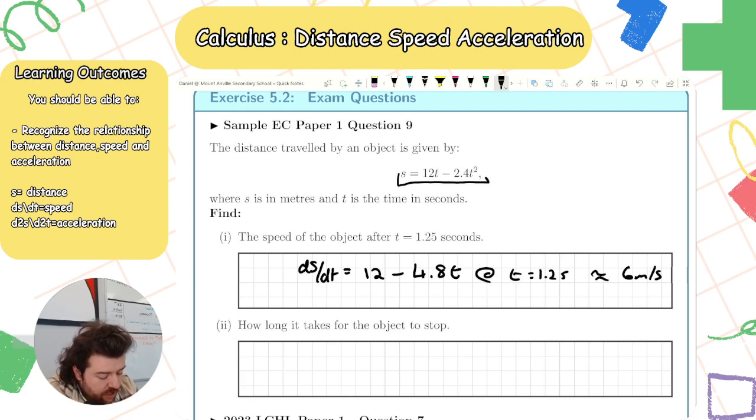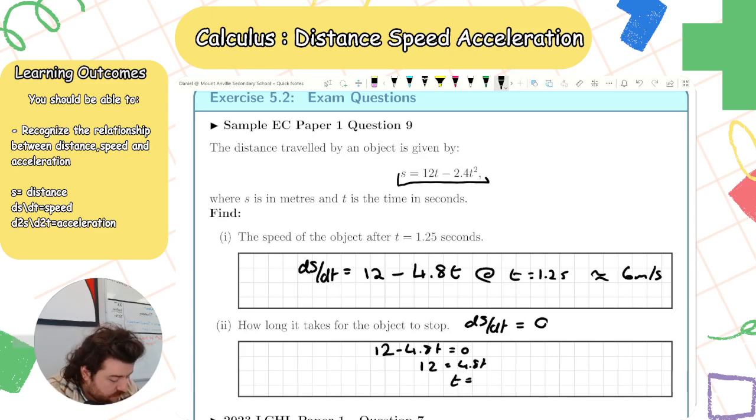And how long does it take for the object to stop? Well, when it stops, its speed is 0. So 12 minus 4.8t is equal to 0. 12 is equal to 4.8t. t is equal to 12 divided by 4.8, which is 2.5.